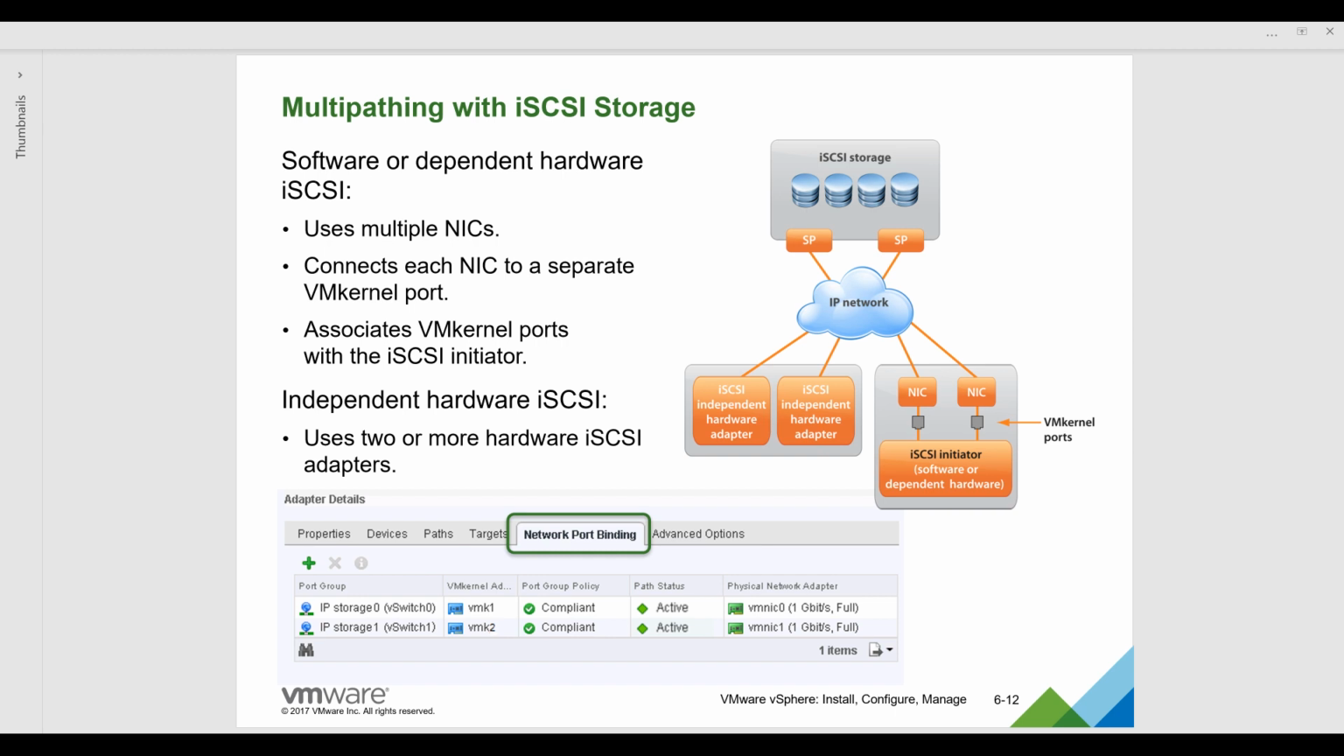Multipathing with iSCSI storage, you need multiple NICs. You connect each NIC to a separate VMkernel port, and then we associate the VMkernel ports with the iSCSI initiator. For independent hardware iSCSI, you have to use two or more hardware iSCSI adapters to do this. After we configure them, as you see right here for network port binding, we have our two VMkernel ports, and they're bound to two different NICs.